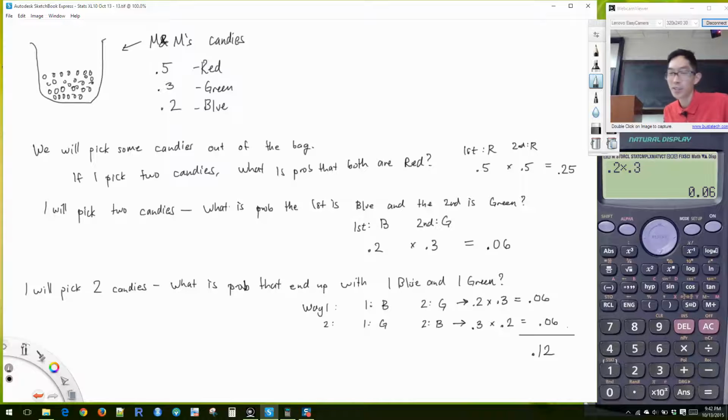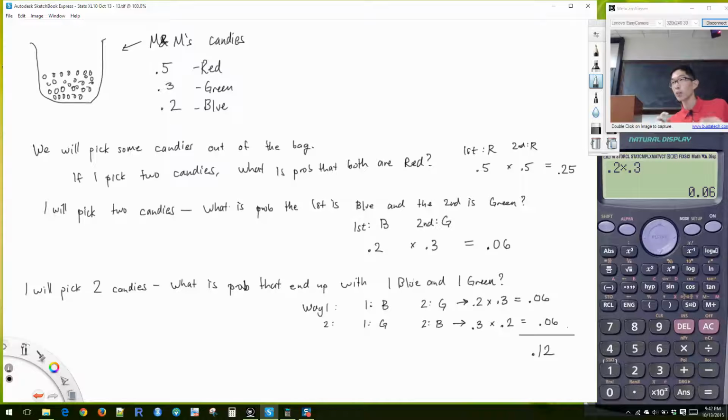You don't understand? Okay, so the question is, what's the probability that I end up with one blue and one green, right? We're looking at candies, and so I'm going to take two of them, okay? So there's two ways I could end up observing one blue and one green. One way is I get blue on the first, and then I get green on the second. And what's the probability that that's going to happen? It's going to be 0.2 for blue on the first times 0.3 for green on the second. That's okay, right? Okay.